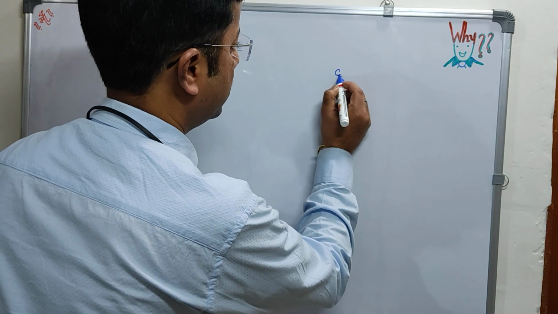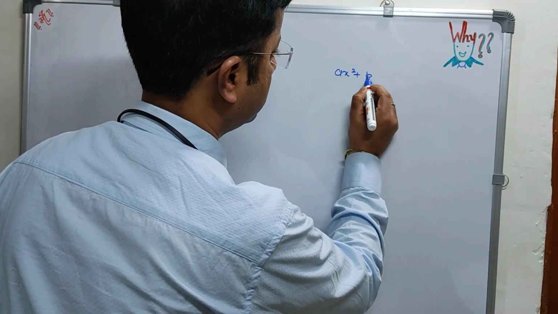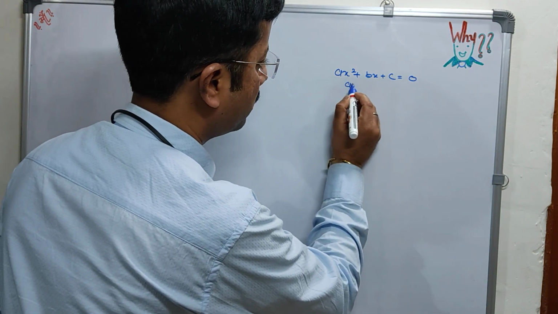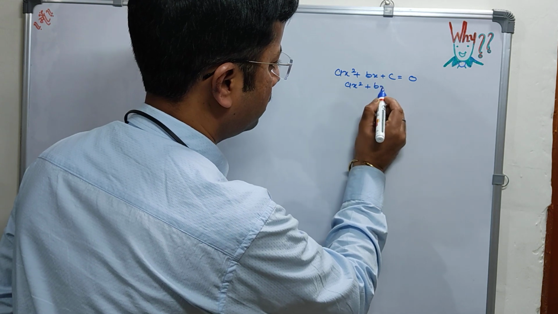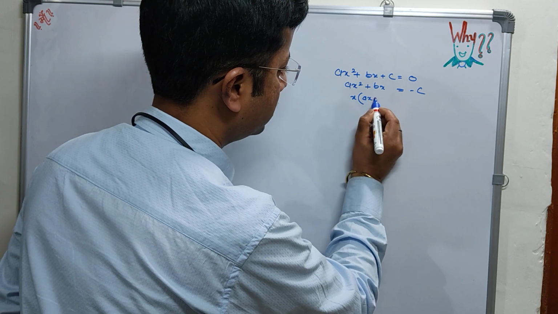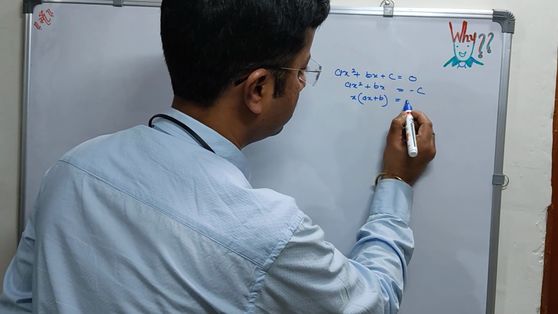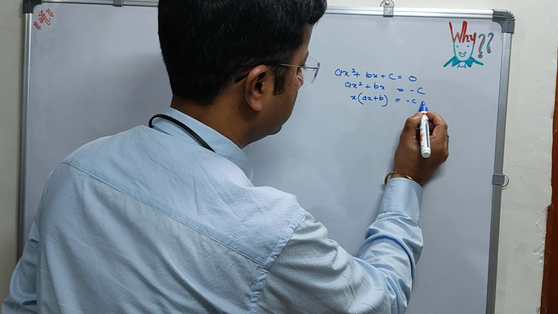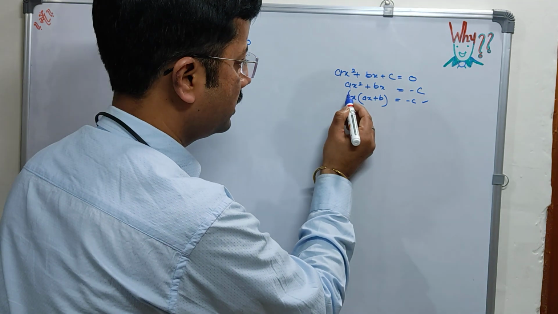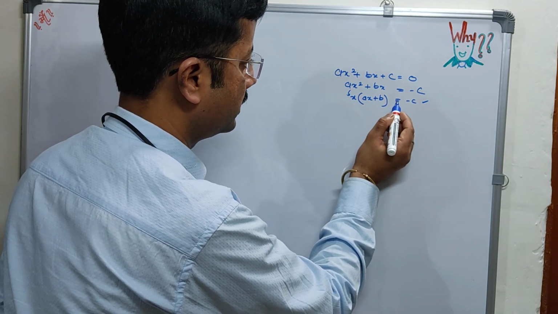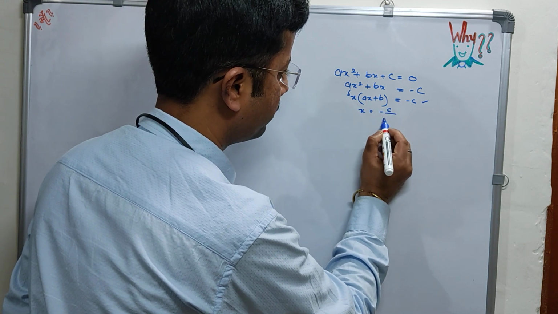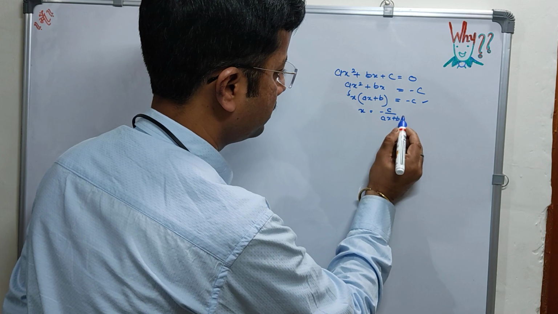Now see, ax square plus bx plus c equals to 0. Here, if we want to find it by the simple method, which is actually not possible, but just to show that we are unable to find it with the help of this method. Here I have taken x common, so it is x times ax plus b equals to minus c. Now here x equals to minus c upon ax plus b.